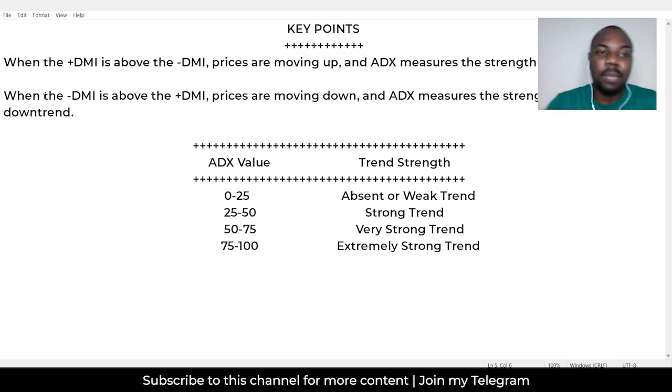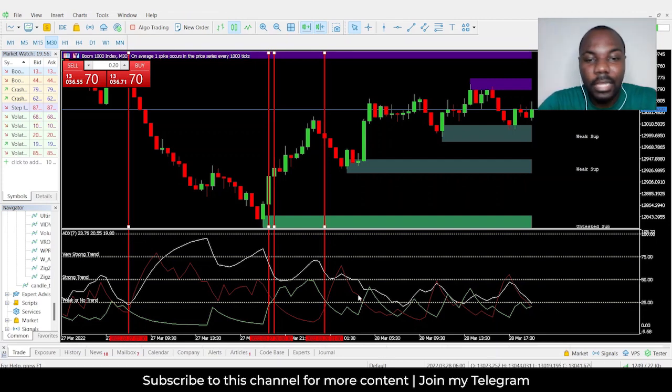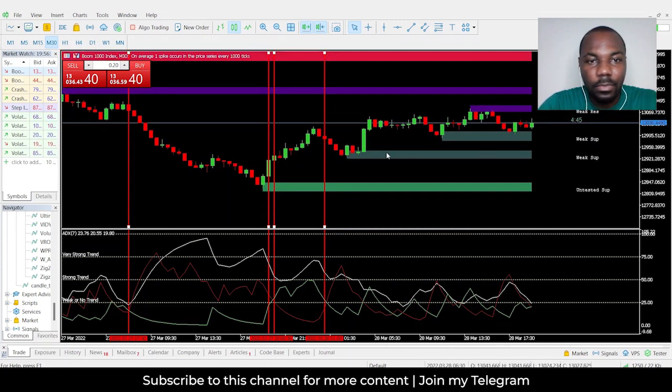When the DMI negative is above the DMI positive, prices are moving down and the ADX measures the strength of the downtrend. Now, if the ADX value is between 0 and 25, the strength of the trend is either weak or there's no trend at all. So from here, we can check that the ADX line here was above. Now, when it started here, I'll drop this a little bit.